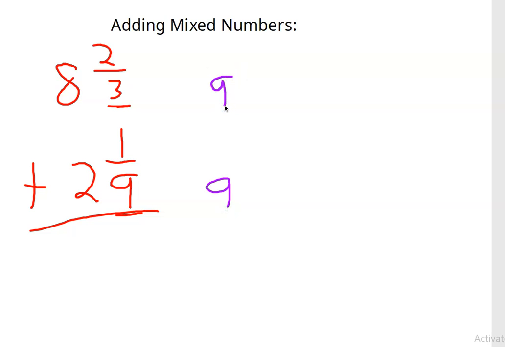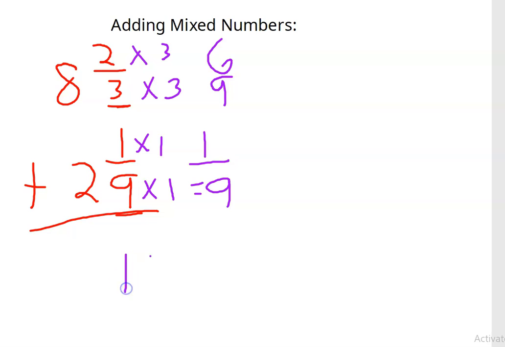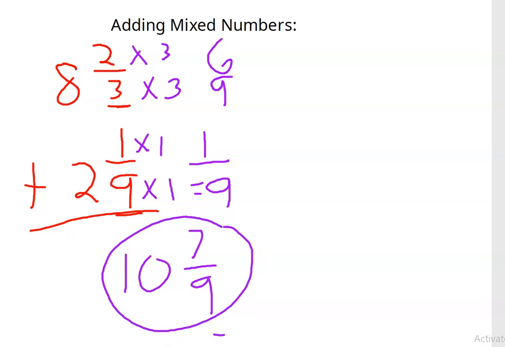All right, so then I do 9 times 1. 1 times 1, not really necessary, but we'll do it. And then we have 3 times 3. And 2 times 3 is 6. So this one's a lot easier. We have 8 plus 2 is 10. 6 plus 1 is 7 over 9. I got lucky here. So this time I have a regular fraction. Nothing needs to be simplified. So my answer is 10 and 7/9.